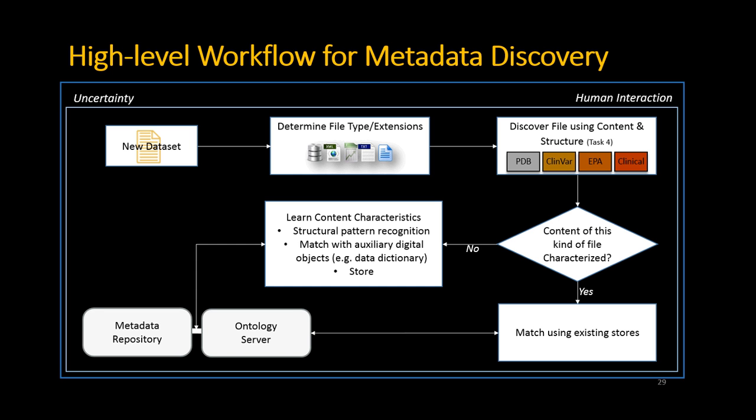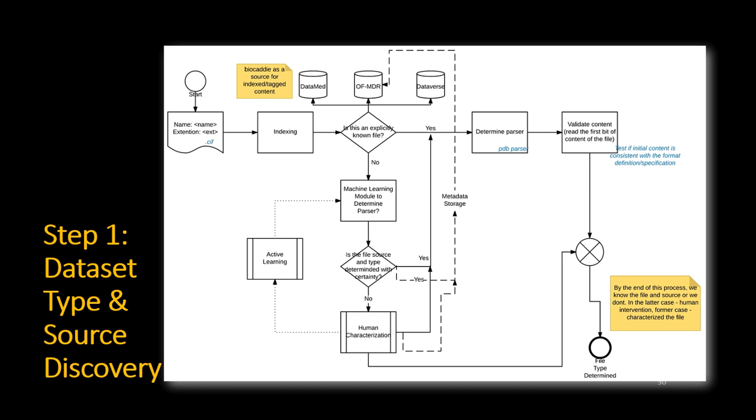Much of what could be discovered and matched using some of the methods that Peter's outlined, of either associations that already exist for a known file type, things like that. So these next two slides are essentially a little bit more of a granular overview of the concepts we're talking about here. So this is step one for the data set types and source discovery.